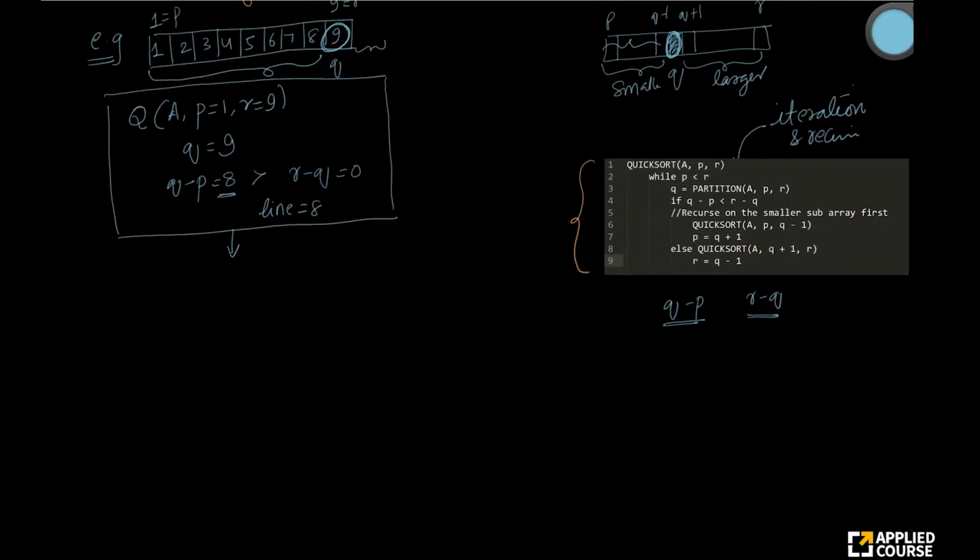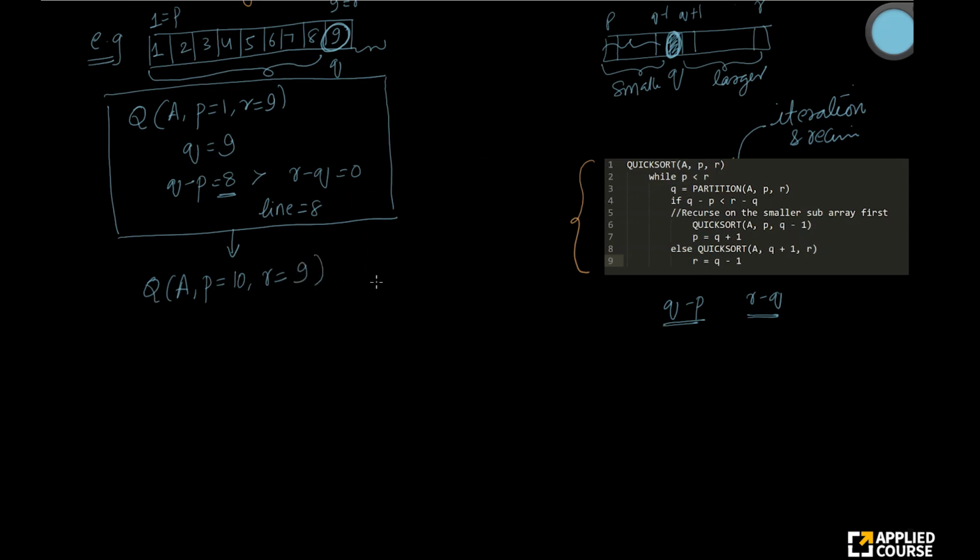Now what will it do? It will call quicksort again, on array A with P equal to Q plus 1. What is P? P will be equal to Q plus 1. My Q is 9. Q plus 1 is 10. And what about R? R stays the same. My R is 9. So it will call this quicksort algorithm.